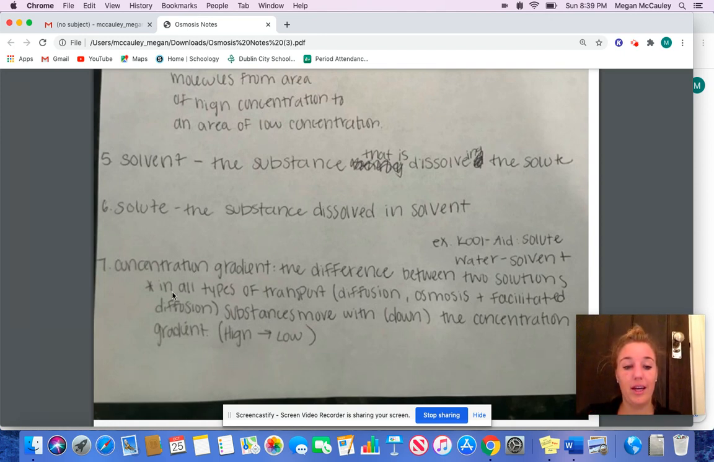So concentration gradient: in all types of transport, so diffusion, osmosis, and facilitated diffusion, substances move down or with the concentration gradient, from high concentration to low concentration. They are always trying to reach this equilibrium. We want equal amounts of water and equal amounts of solute. So how do we reach that? We reach that by our water moving across that concentration gradient, moving into the cell or out of the cell, depending on the situation. So let's talk about the situations.